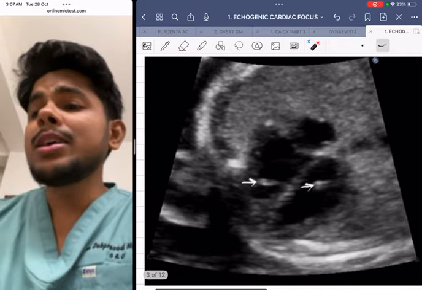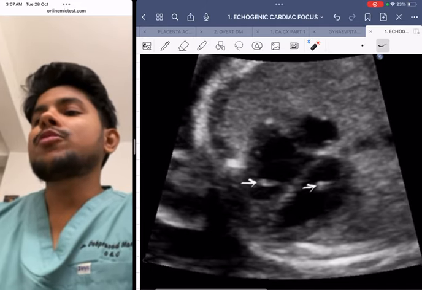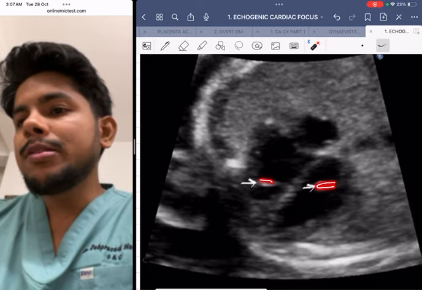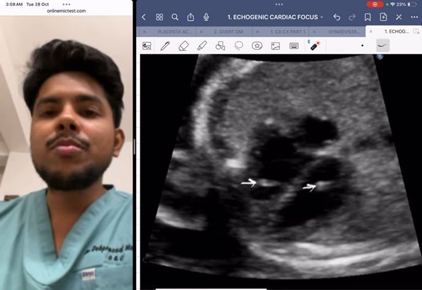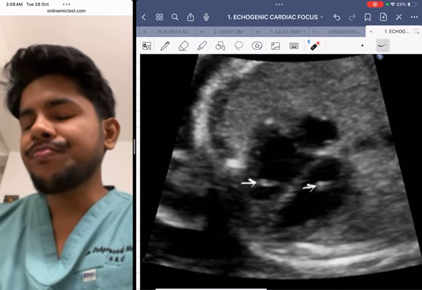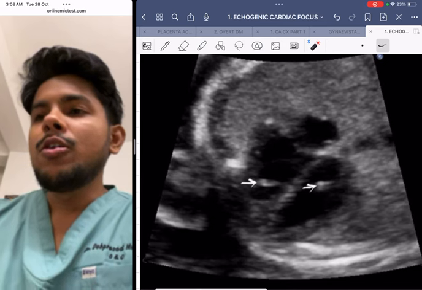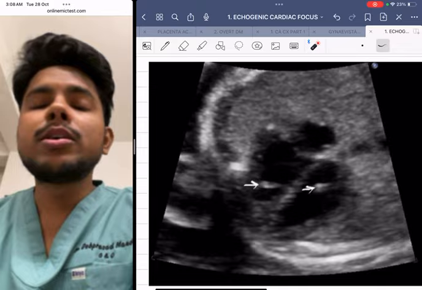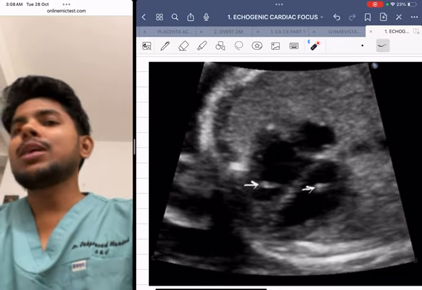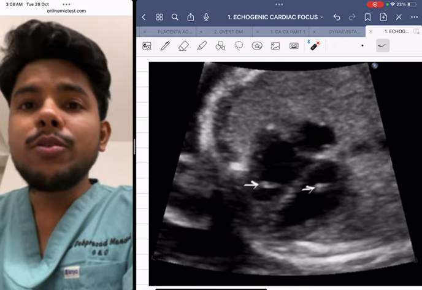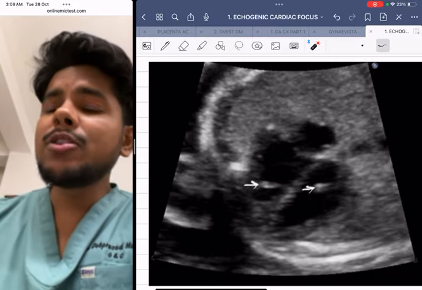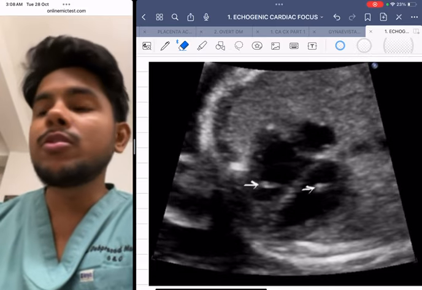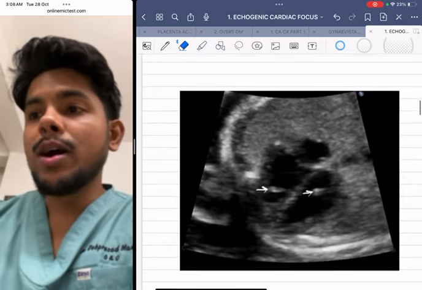Now, in this particular ultrasound finding, we can see that the calcified papillary muscles are present in both the ventricles. So this is basically known as biventricular echogenic cardiac focus. All right, and it is one of the soft markers for Down syndrome. In Down syndrome, we have a chromosomal anomaly, which is chromosomal aneuploidy, popularly known as trisomy 21. So instead of 2 copies, we have 3 copies of chromosome 21.